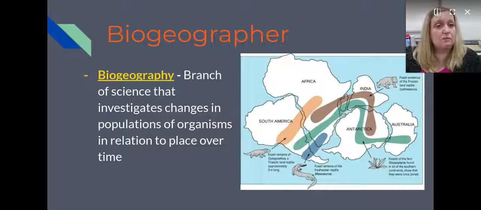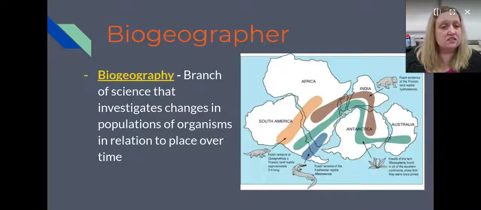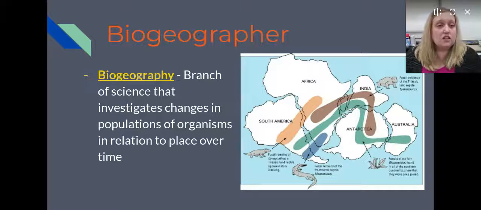Now, there's another one called a biogeographer. Biogeographers are going to actually study how organisms have migrated over their evolutionary history. So biogeography is a branch of science that investigates changes in populations in relation to place over time. So this is actually a picture that shows you some different fossil organisms that have been found. The continents, the way we have them today, have not always been that way. There's something called plate tectonics. We will discuss plate tectonics this semester.